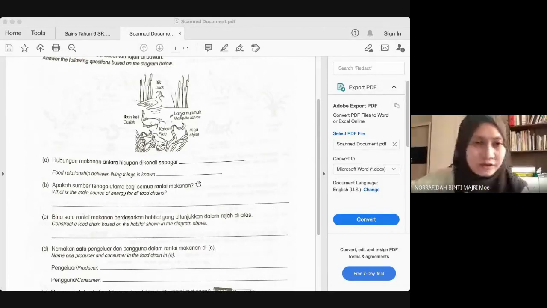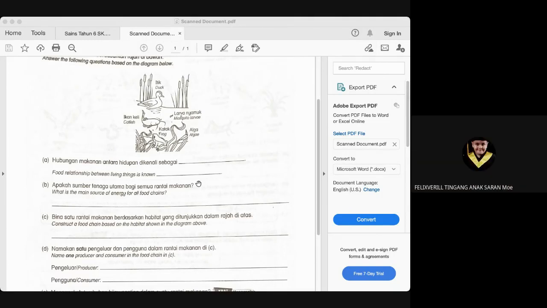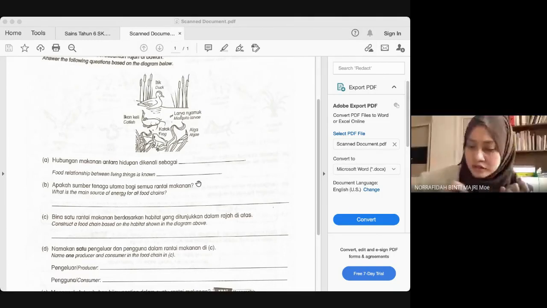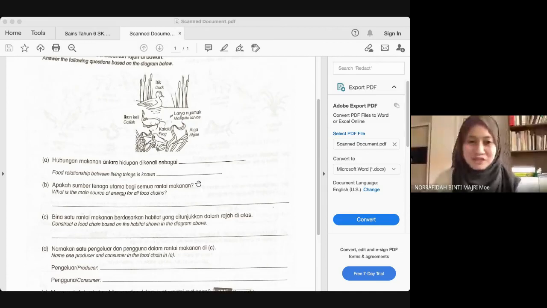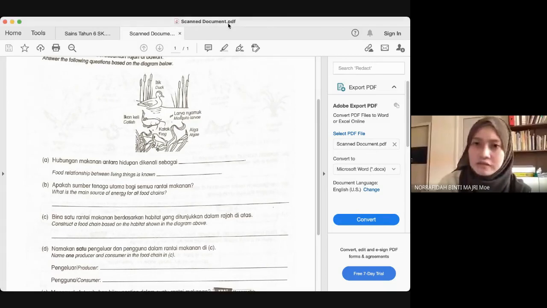Okay, you have learned about food chain. What is the meaning of food chain? Look in your textbook. Food relationship between living things. Good. So here the answer is known as, you write down, known as food chain.